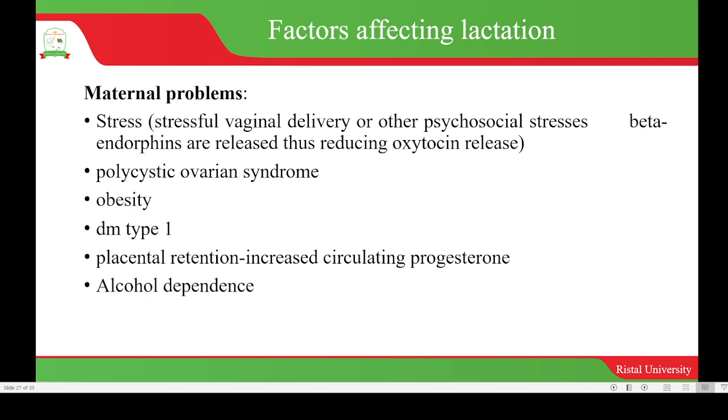The factors that may affect lactation: maternal problems such as stress, stressful vaginal delivery or other psychosocial stresses cause beta endorphins to be released, and these reduce the oxytocin levels, and this is going to reduce the amount of breast milk present for the baby. Then polycystic ovarian syndrome also interferes with breastfeeding. Obesity, diabetes type 1, and placental retention cause increased circulating progesterone, and this is going to hinder the production of oxytocin. And also alcohol dependence causes obstruction of breast milk.